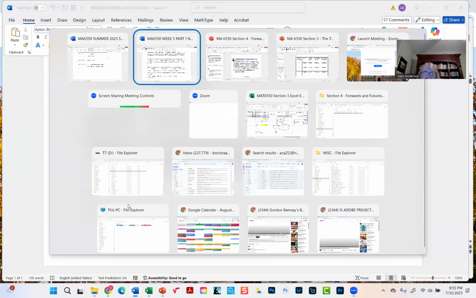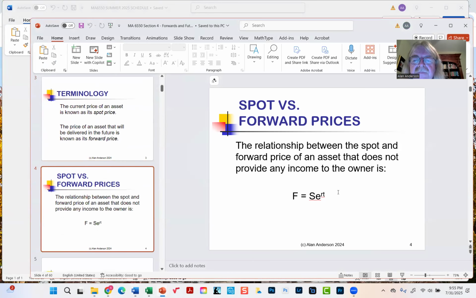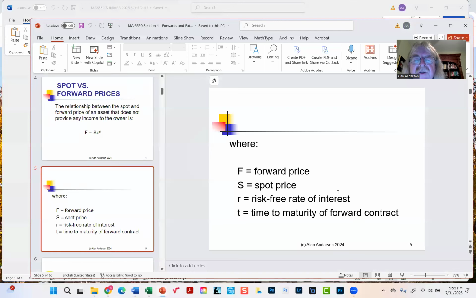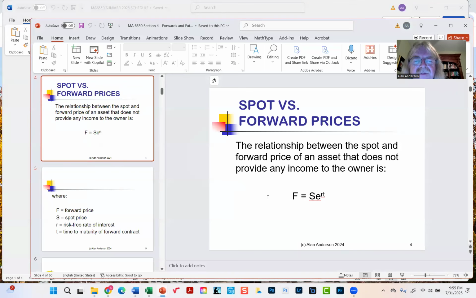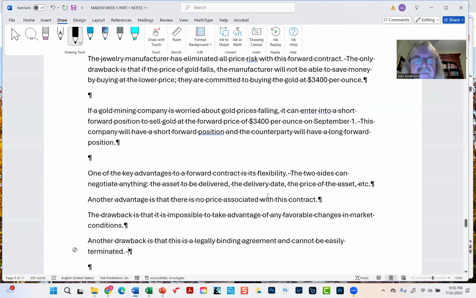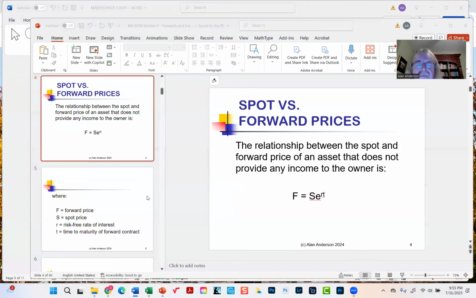Like any other security. Now, here's an interesting result. How do you know? If you notice in my example, I assumed that the spot price was 3,400. Where did that come from? Well, I made it up in that case, but in general, this is the formula that we'll use.